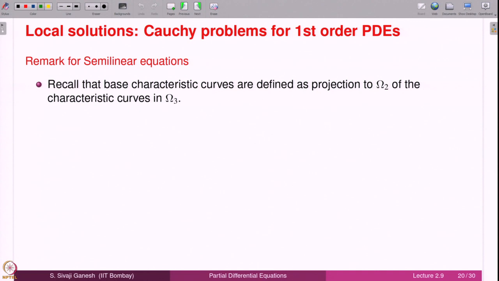Okay, now this is a remark applicable for semilinear equations. Recall that the base characteristic curves are defined as the projection to omega 2 of the characteristic curves in omega 3 in the context of general quasilinear equations. But in a semilinear equation, base characteristic curves can be found independent of the characteristic curves, because the equations governing the base characteristic curves, namely dx by dt equal to a and dy by dt equal to b, involve only x and y. A and b are functions of x, y only. They do not depend on z. Therefore, base characteristics can be found independent of characteristic curves.